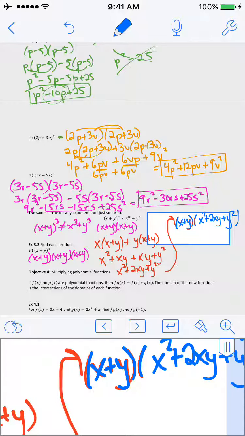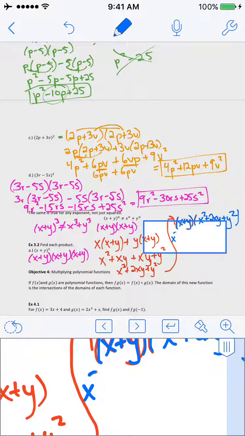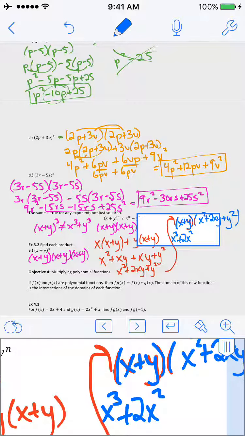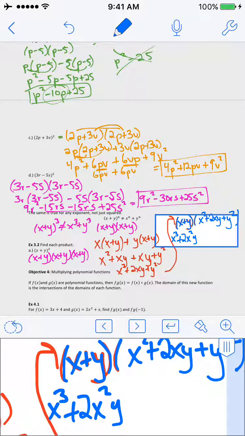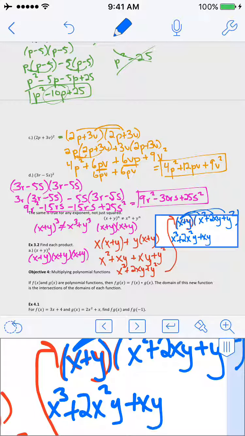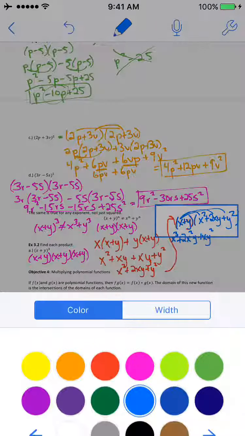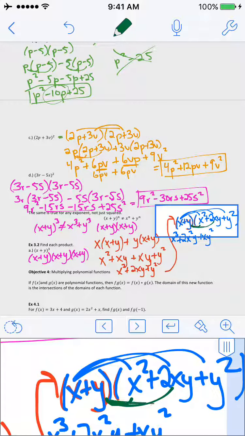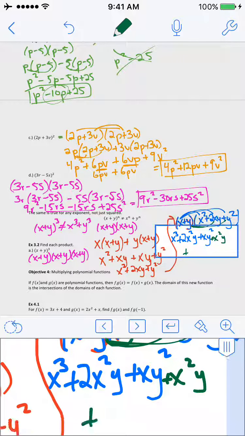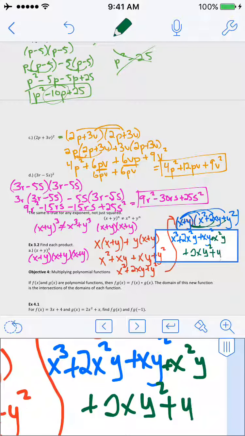And then we distribute it out. So x times x squared would give me x cubed. X times 2xy would be plus 2x squared y. X times, so I'm just multiplying this x into everything, x plus y squared would be plus xy squared. Now I'll do the y. I get x squared y plus x squared y, plus 2xy squared plus y cubed.